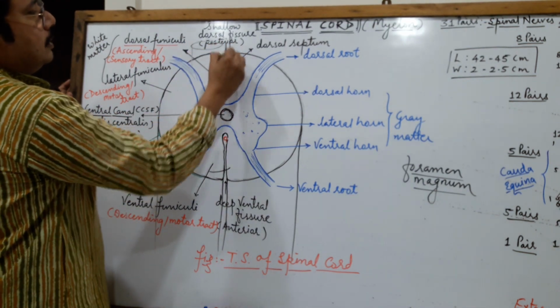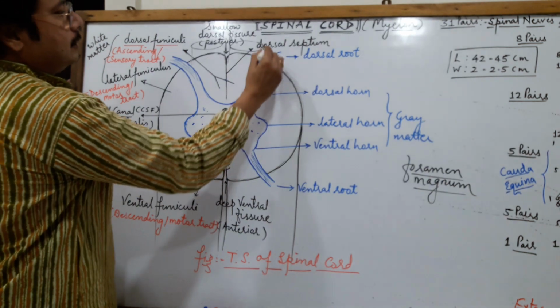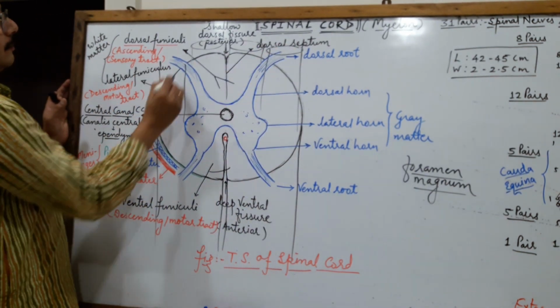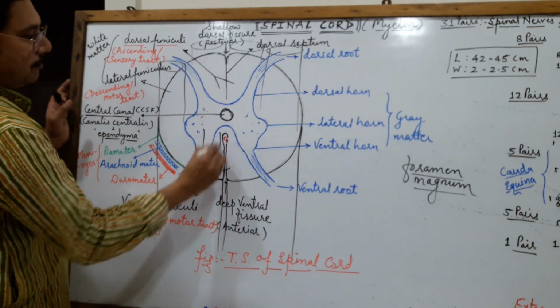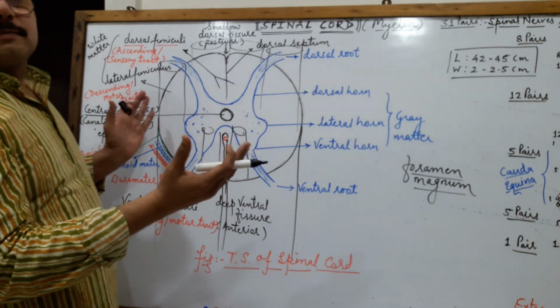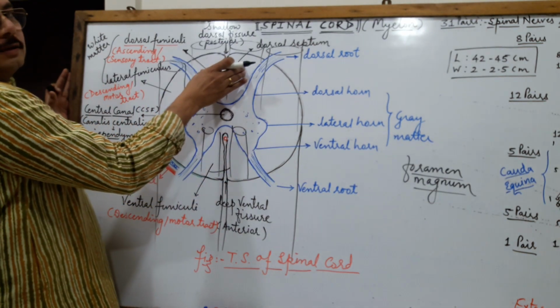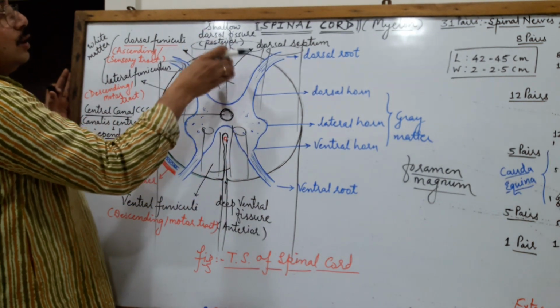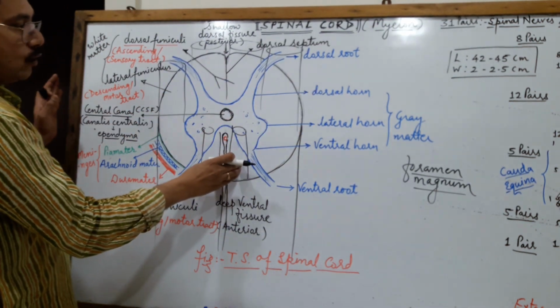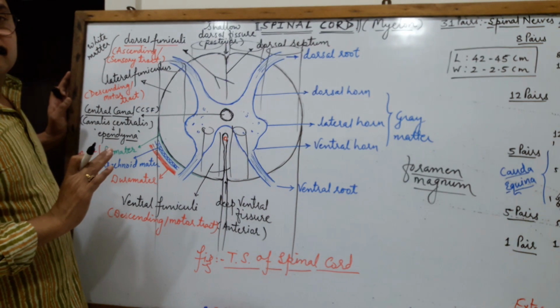First column, then second column, then the third column, then the fourth column, again the fifth column, then the sixth column. Total how many? 6 columns. Paired columns exactly towards which side? Dorsal side. Paired columns towards the lateral side, and the paired columns towards the ventral side.